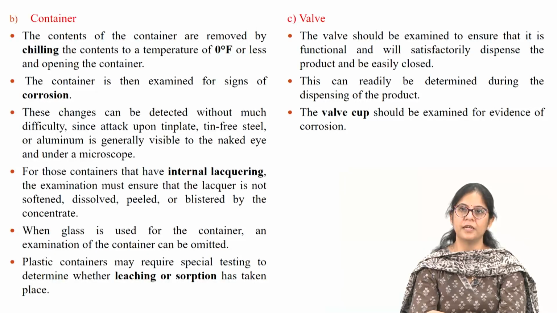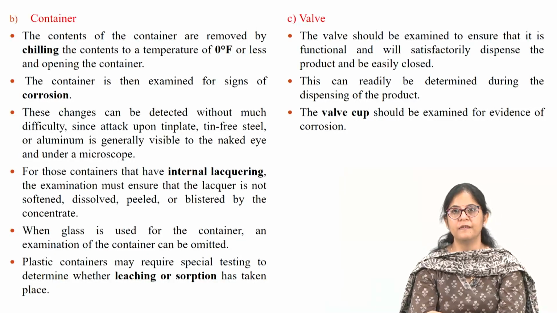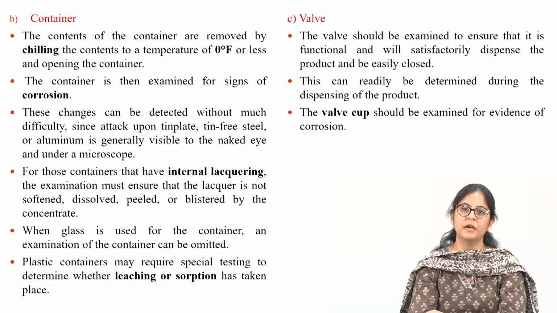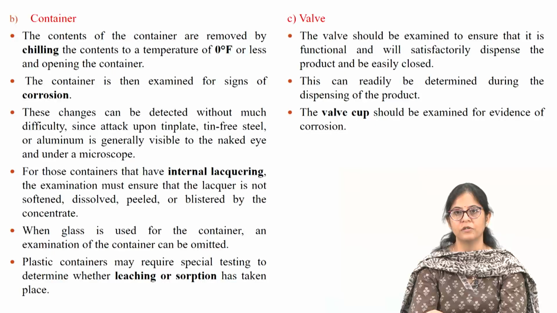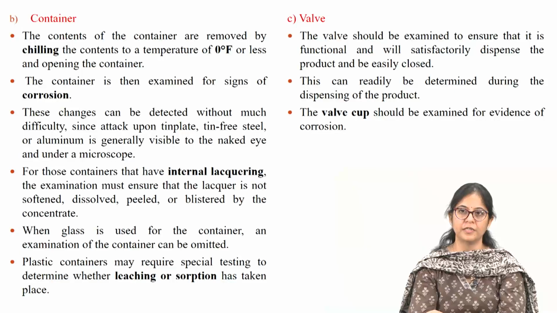The container is then examined for signs of corrosion. These changes can be detected without much difficulty, since attack upon tin plate, tin free steel or aluminum is generally visible to the naked eye. A microscope examination can also be done. For those containers that have internal lacquering, the examination must ensure that the lacquer is not softened, dissolved, peeled or blistered by the concentrate. When glass is used for the container, an examination of the container can be omitted.